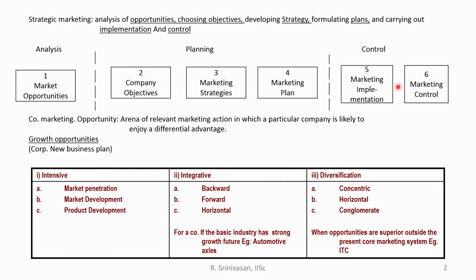It has in all 6 blocks. So, if you put this in 6 boxes, the first box will be market opportunities, second box will be company objectives, third box will be marketing strategies, fourth will be marketing plan, fifth will be marketing implementation and sixth will be marketing control.